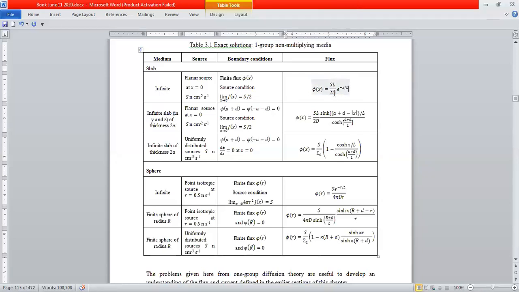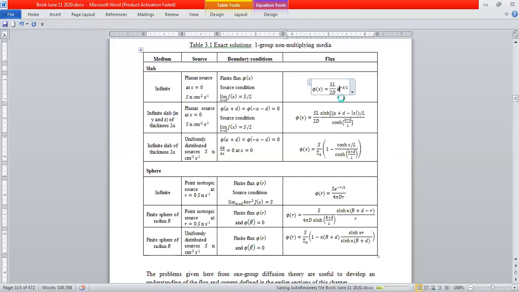the answer is SL over 2D. Now L is the diffusion length, D is the diffusion coefficient, just like we had in the Fermi age equation. The diffusion length is a measure of the distance from when it becomes a diffusion neutron to the point where it gets captured. So that's the diffusion length. Now, L squared is D over sigma A, so you can simplify that further. So right now I get SL over 2D.